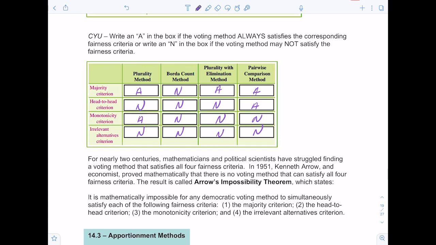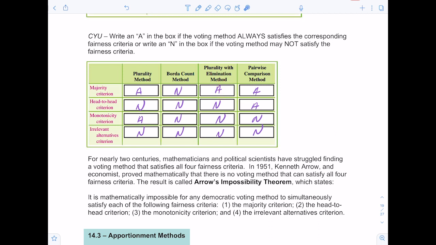So as you can see from this table, there's not one voting method that satisfies all of the fairness criteria. If you're looking at voting methods that might be the best to use, that could be more fair based on these fairness criteria, it appears that plurality and pairwise would be the most fair because they have 2 criteria at least where it's always satisfied, as opposed to the Borda count method where it may never be satisfied, and plurality with elimination, where the only criterion it satisfies is the majority criterion.